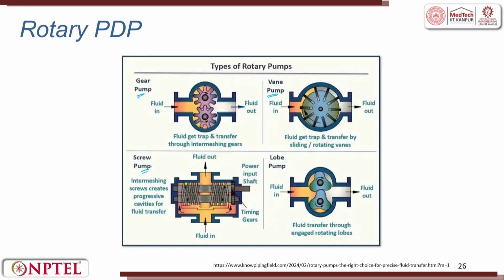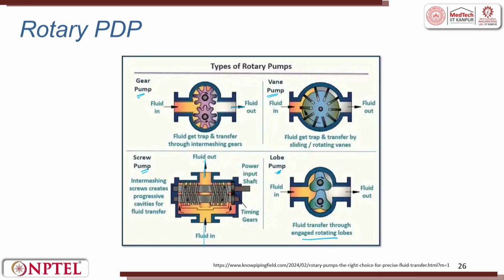There is also a screw pump, right. There is a screw which can rotate, like a screw in a nut. So, the intermeshing screws create a progressive cavity for fluid transfer. So, fluid flows inside, fluid flows outside, this is a screw pump. Then you have a lobe pump. Here the gear teeth are converted into lobes, trilobes, right. The fluid flows inside, the fluid flows outside. The fluid transfers through the engaged rotating lobes. So, these are the different types of rotary positive displacement pumps.